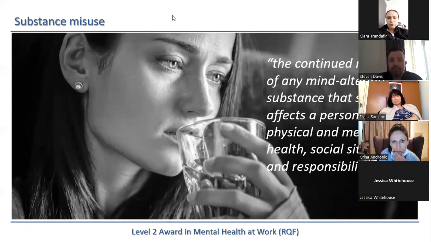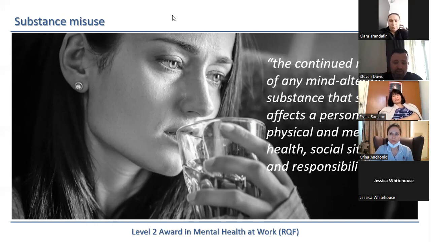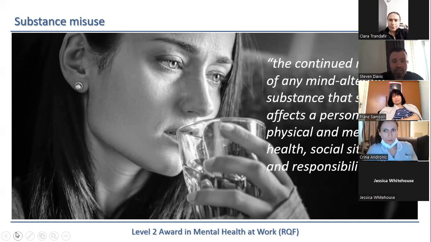So substance misuse constitutes the misuse of any altering substances to a severity affecting the person's physical and mental health, social situation and responsibility. So any substance misuse is something that we're looking to alter the mind. Again, what we need to be looking at is why somebody's taking the substance in the first place. So not labeling them, not judging them, not calling it a problem, or using the term alcoholic or negative terms. We avoid all of those things.